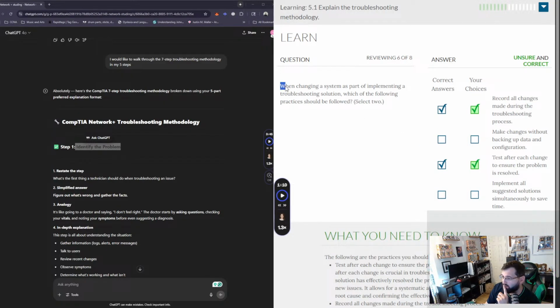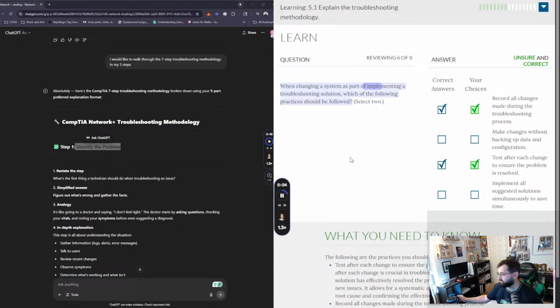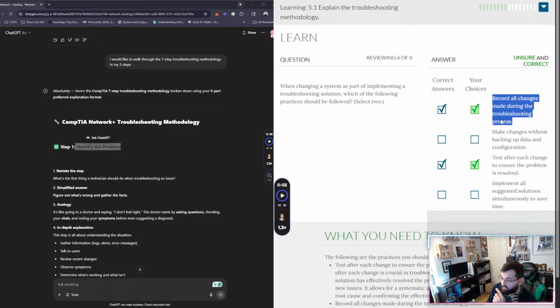All right, this one, I'm good, but we're going to go through it. When changing a system as part of implementing a troubleshooting solution, which of the following practices should be followed? Select 2. So which of the following should be followed? Recording all changes made during the troubleshooting process. Okay, that's important. That goes back to the documentation. We always need documentation.